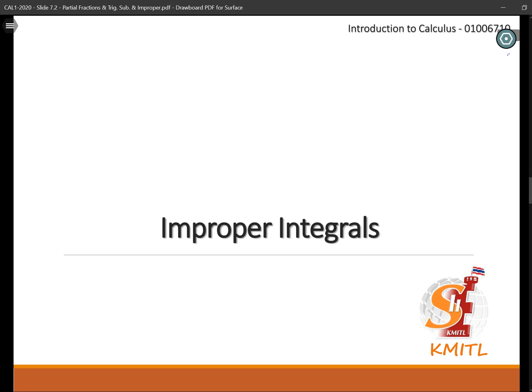Today's lecture is about improper integrals. Let's get started now. In the previous chapters, like in chapter 5, 6, or 7, we have seen this form of integral, this one. Integration of function f(x) with respect to x, starting at a and ends at b.